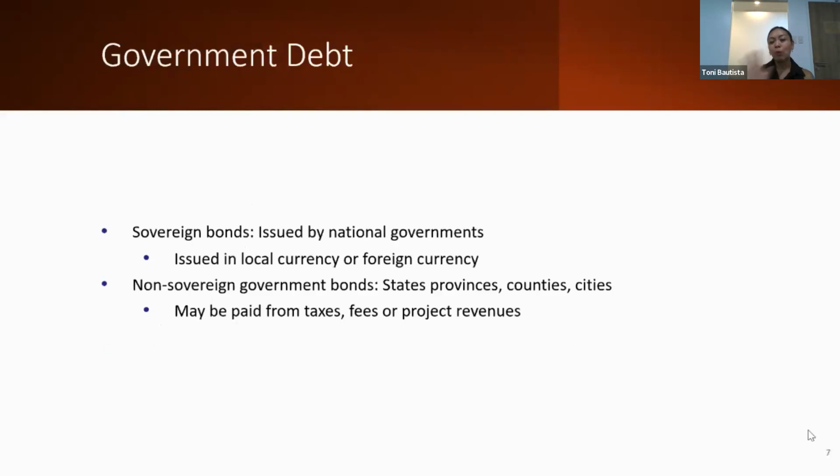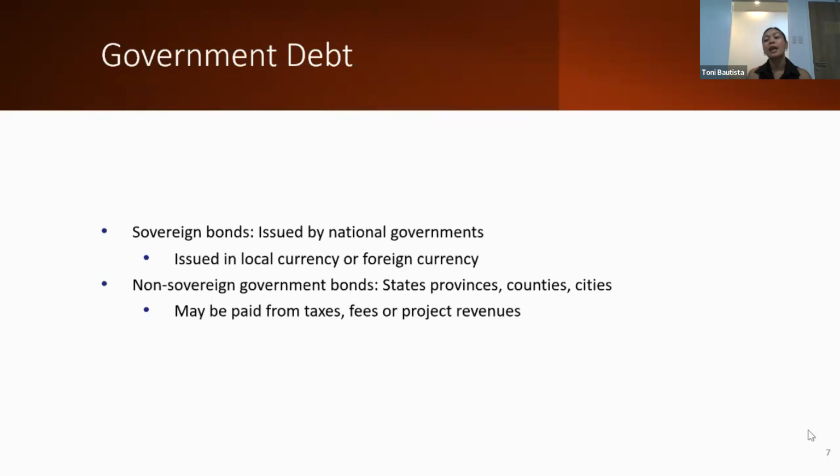Now, in what follows, I have compiled several types of bonds. And I know that this would just be a review for you guys. You would normally have the first type and the most common type of debt or bond would be government debt. We have two types. You have sovereign bonds, which are issued by national governments. And it can be issued in the local or foreign currency.